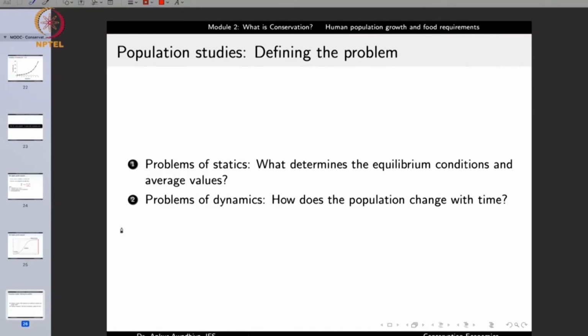The other thing is the problem of dynamics. How does the population change with time? So the factors that are working today, like the population that we have today, it is going to change with time. So how much would this change be? Can we predict what will be the population in say the year 2100 or 2150 or after that? And what would be the factors that would be regulating this population at that point of time? Say year 2100, what would be the growth rate? What would be the factors that would be regulating this growth rate and the level of population?